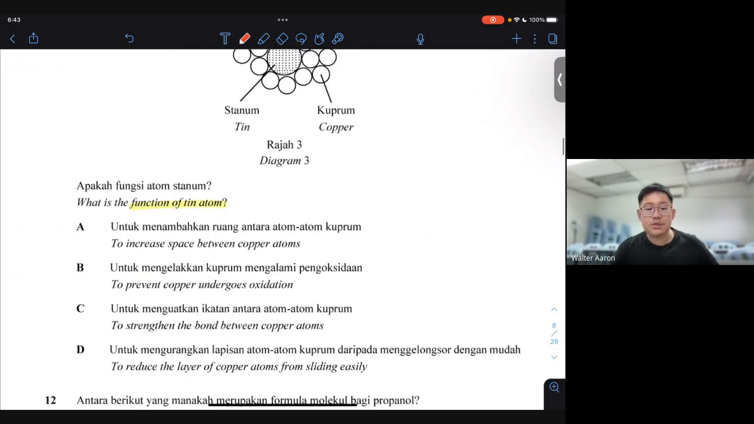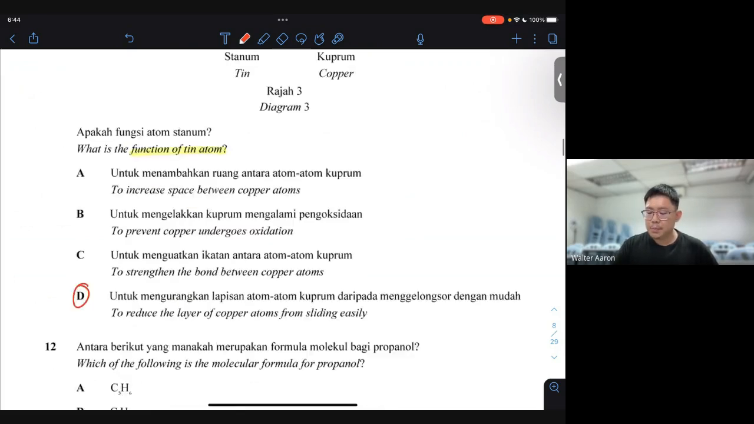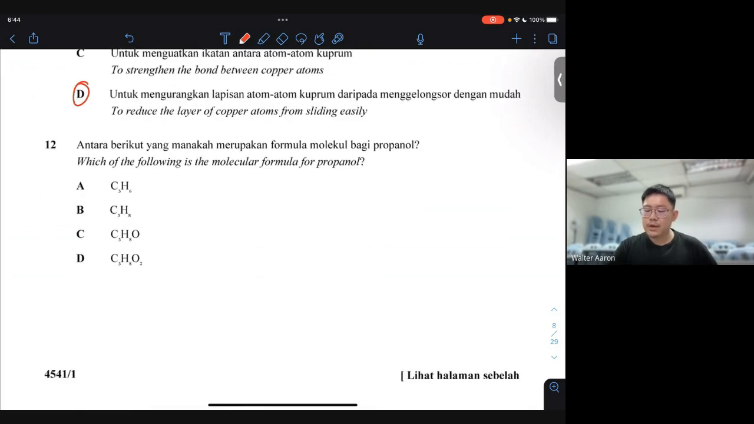So the best answer to describe the function of tin in this alloying process is to prevent the layers of copper atoms from sliding easily. This makes the alloy much more durable, much harder, and less malleable compared to the pure metal itself. Usually when we perform alloying, the main purpose is to increase the strength and the hardness of the metal. For 12, which of the following is the molecular formula of propanol?